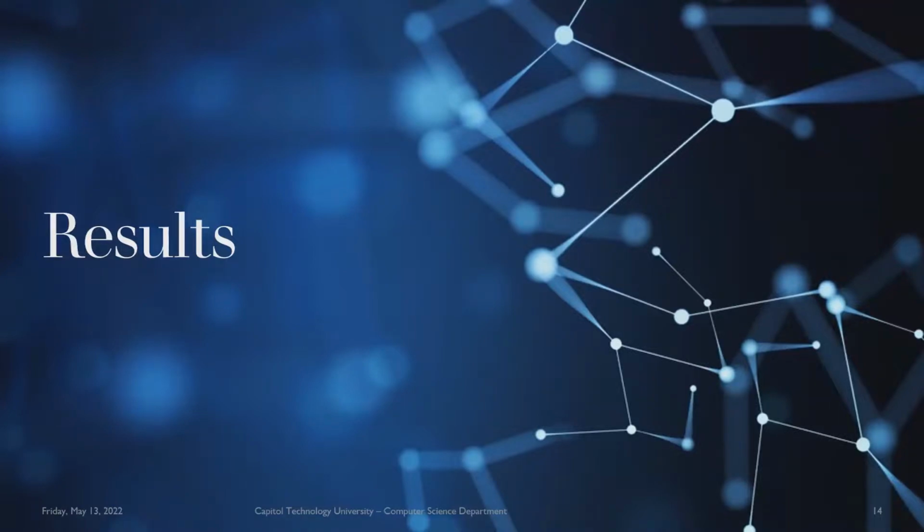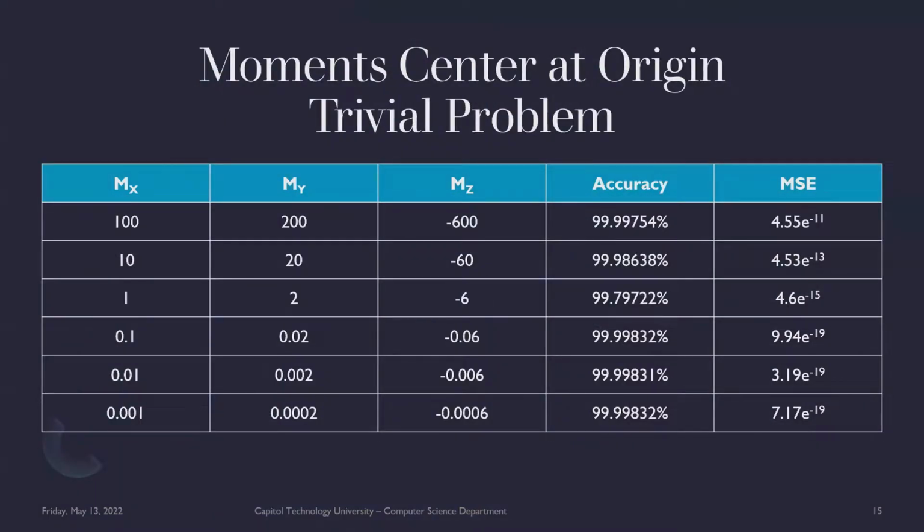So on to the results. Baseline testing was initially performed on a trivial test setup where the simulator generated the B field of 3 dipole moments located at the origin. This table shows the initial set of configurations. The tests consisted of a wide range of dipole moment magnitudes to test the accuracy of the method.